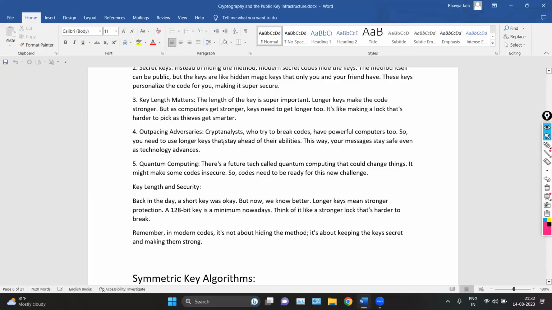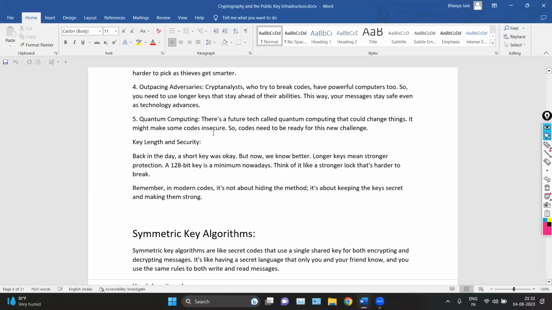We have two types of options: first, the person who has high computational power, and second, the person who doesn't. So we have to prepare for both. We don't need to worry about the person who doesn't have it, but we do have to worry about the person who does. For that, you can choose longer keys.